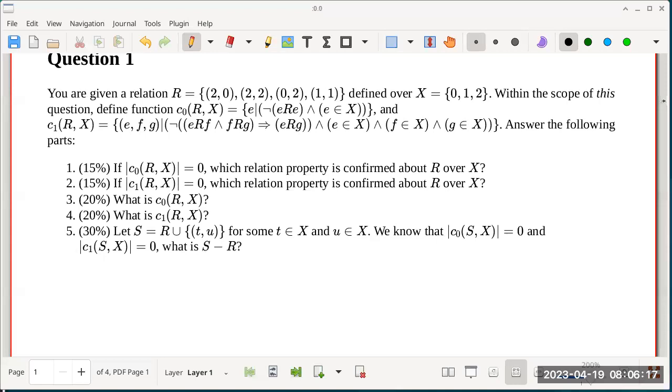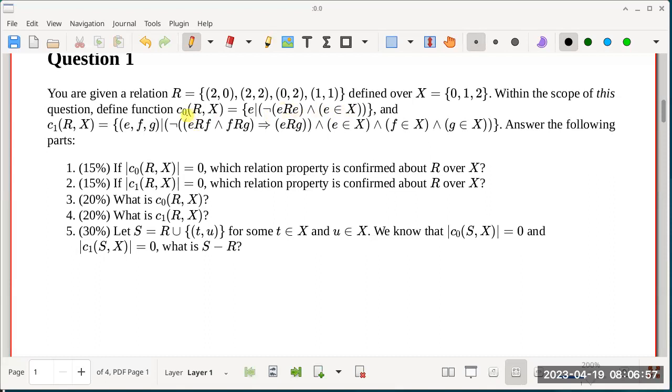You're given a relation R, and R is defined over X, which only has 0, 1, 2 as elements in it. Within the scope of this question, we define function C0 as blah, blah, blah. And you can see it starts with the braces, it's enclosed in braces. So that means we are talking about a set. And the set only consists of elements E, where E has to be an element of X, but ERE is false. In other words, we are looking for elements in X where it does not relate to itself in R. That's what C0 is trying to say.